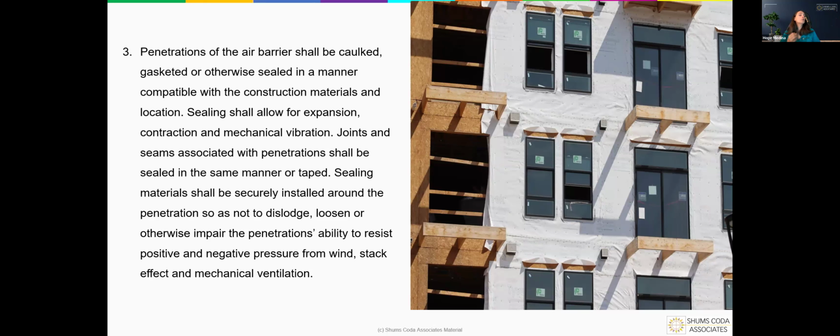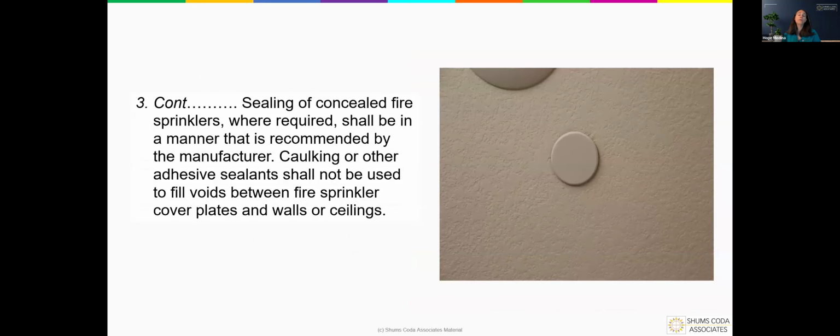So penetrations really need to be paid attention to, to ensure that the integrity of that thermal envelope is maintained for that air barrier.